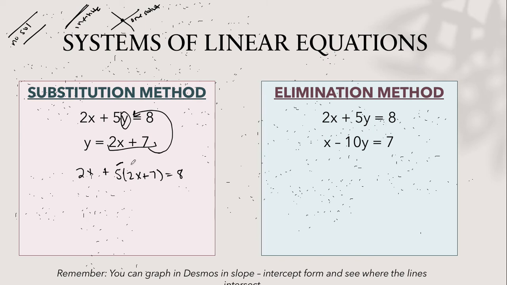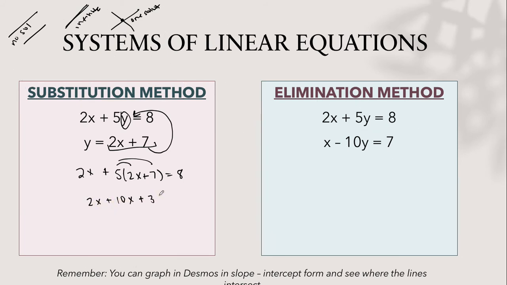Okay, anyways, so I'm going to distribute this 5. That's going to give me 2x plus 10x plus 35 equals 8. Combine like terms, so it'll give me 12x plus 35 equals 8. And then I'm solving, so subtracting 35 from both sides, giving me 12x equals negative 27, and then divide both sides by 12. X equals negative 2.25. And remember, I don't just leave this x, because x is not my answer only, I need to find the point where they cross.